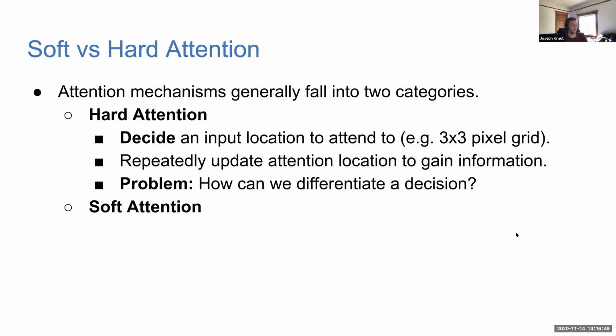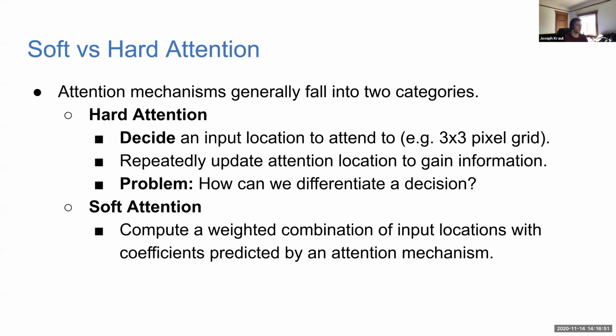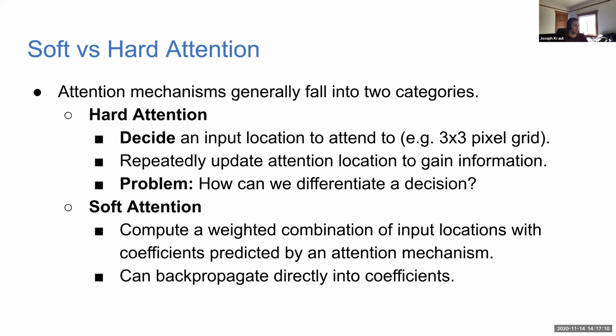But on the other hand of hard attention is soft attention. Soft attention says we compute a weighted combination of input locations with coefficients predicted by an attention mechanism. So instead of just picking one 3x3 grid, maybe we weight all the 3x3 grids that we could take, combine them together with a sum, and that's the input to our model. In this way, we can backpropagate directly into the coefficients, and we don't have this non-differentiability problem.